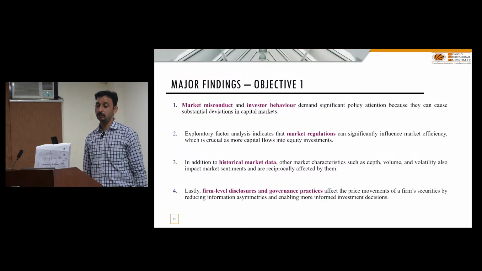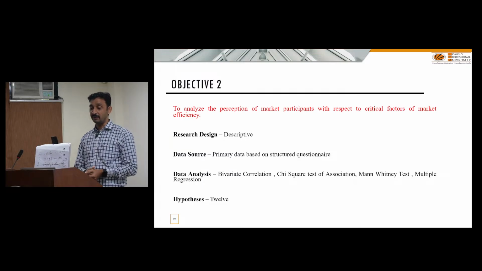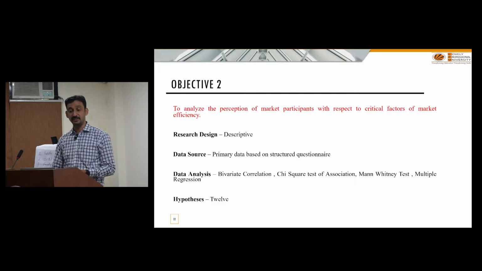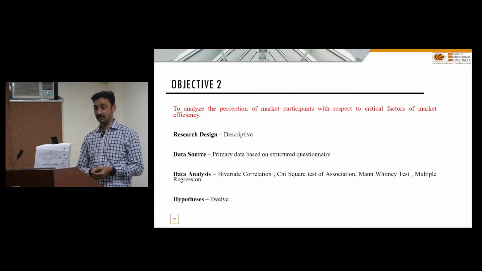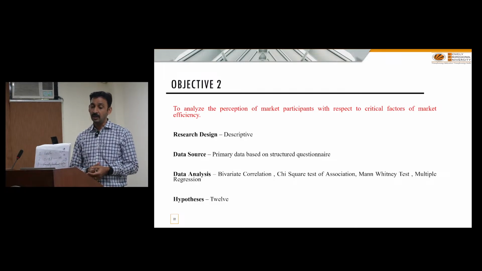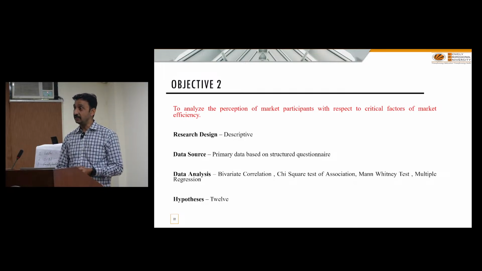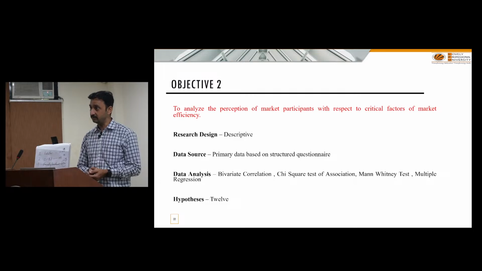Now I'm moving to objective 2, which is to analyze the perception of market participants with respect to the critical factors of market efficiency. This is a descriptive analysis. The data source is primary data based on a structured questionnaire. Here also we have a bivariate correlation, chi-square test of association, Mann-Whitney test, and multiple regression. Here I have 12 hypotheses that I am going to test.